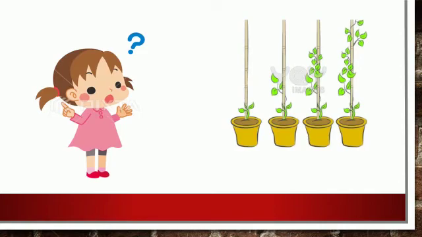Children, now question time. The question is, Neha saw her mother growing a plant. As it was growing, she fixed a stick to the pot. She started thinking, what kind of plant is it? So what is the answer, children? Yes, the answer is, it is a climber, because the climbers have weak stems. They need support to climb up.